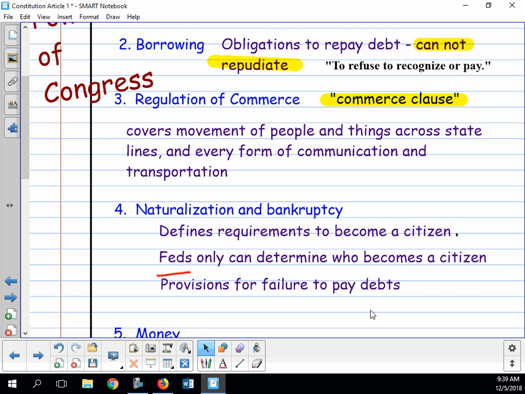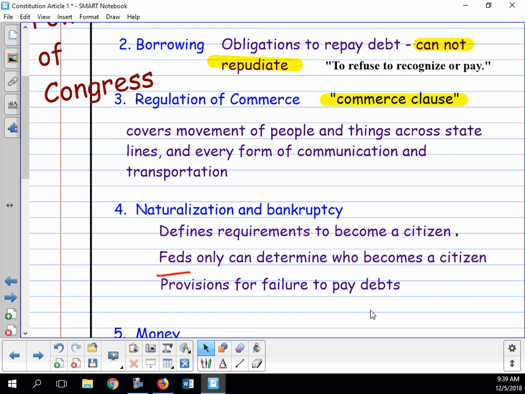They have the right to deny someone citizenship because of past problems, maybe, but they have this right. Now, if you were born here, they cannot deny you citizenship. But if you come here, they can.